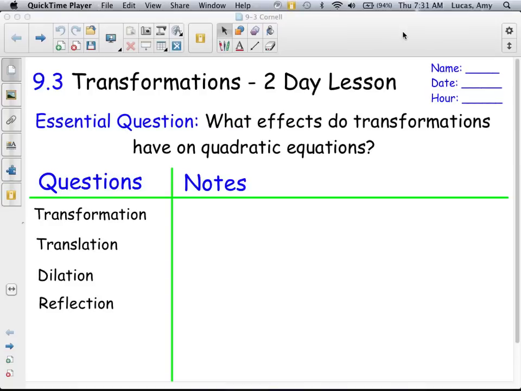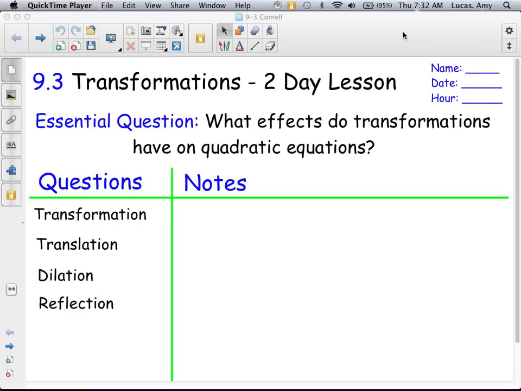This is a 2-day lesson. Day 1, we're using the graphing calculators in class, and then day 2 is a work day to work on the assignment with graphing calculators. You will learn how to do all of the same things without a graphing calculator though, so it isn't required. Our essential question is, what effects do transformations have on quadratic equations?